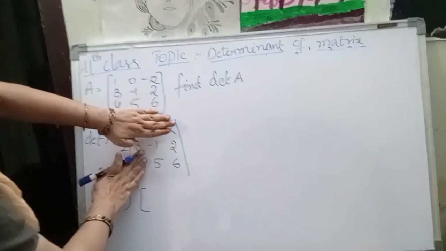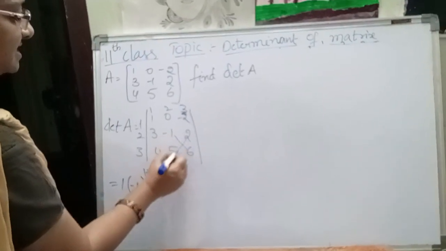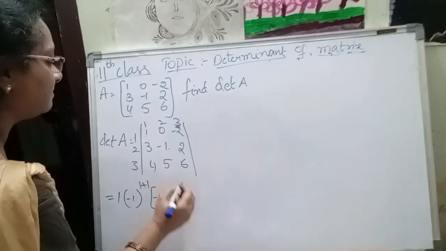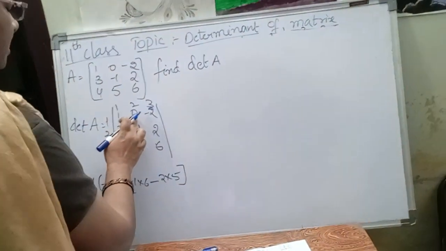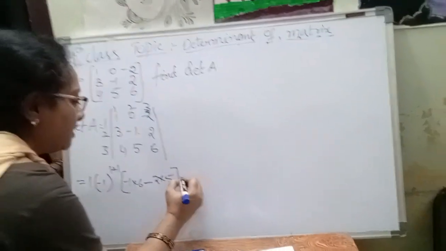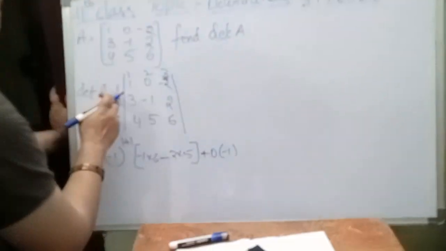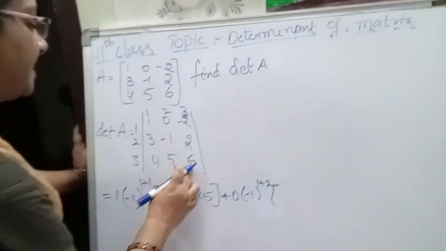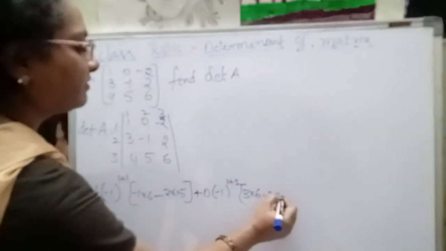Close this row and column. What remains? Minus 1, 2, 5, 6. So this into this minus this into this: minus 1 into 6 minus 2 into 5. Next, coming to the second element, plus 0 into minus 1 power, first row and second column, so 1 plus 2. If we close this row and column, what remains? 3 into 6 minus 2 into 4.